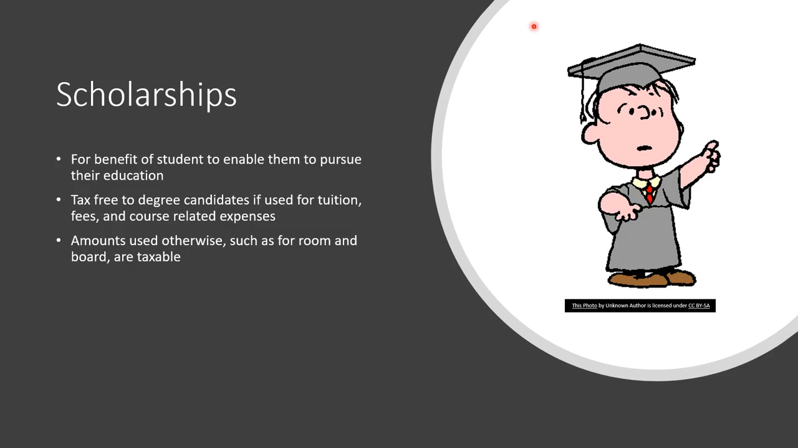A qualified scholarship or fellowship is any amount that is received for tuition and fees required to enroll or attend an eligible educational institution, or course-related expenses, such as fees, books, and equipment that are required for courses at the eligible institution. These items must be required of all students in that course of instruction. Amounts used for room and board don't qualify for the exclusion.